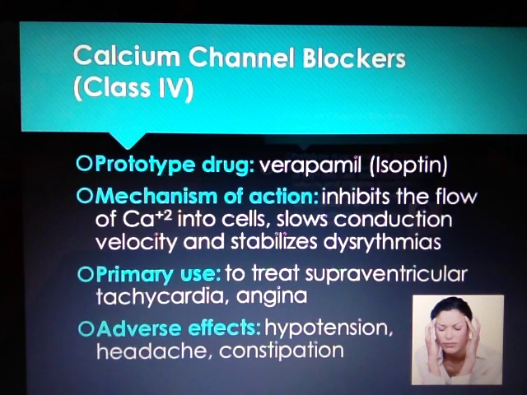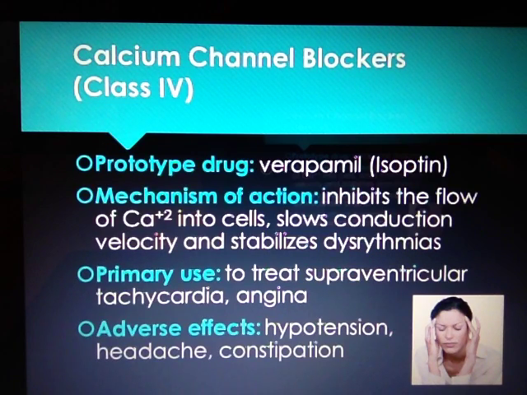Verapamil is a prototype drug for calcium channel blockers for dysrhythmias. They inhibit the flow of calcium into cells, they slow conduction velocity, and stabilize dysrhythmias. They are used primarily to treat supraventricular tachycardia. We also call that SVT.